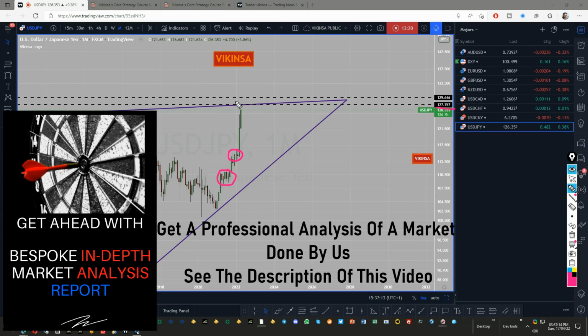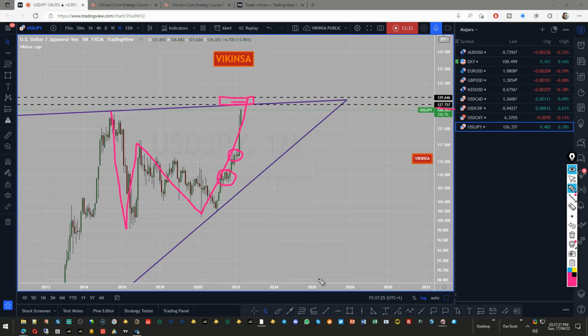Actually, in fact, 128 is far better. It will be kind of median sort of here. So this is the zone where I'm expecting USDJPY to reach. Why? We have a W pattern which can reach something like this. Okay, so this is how it is forming right now.